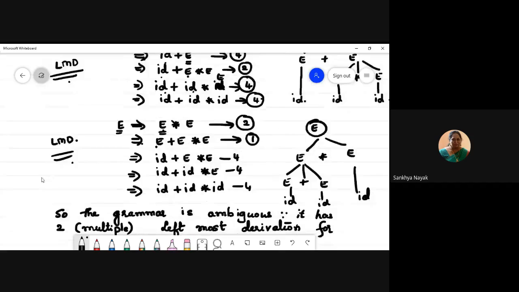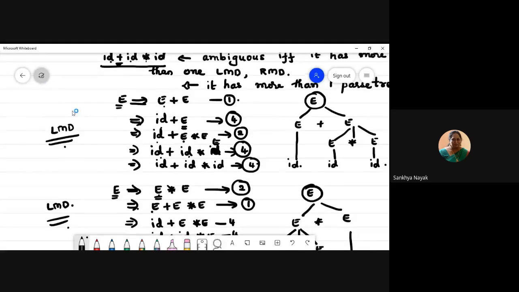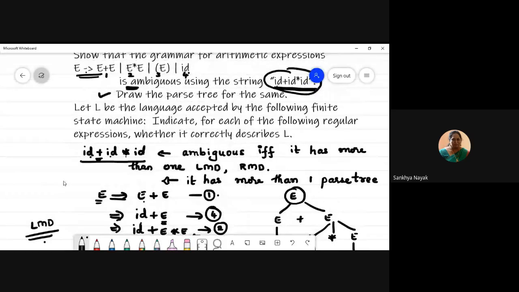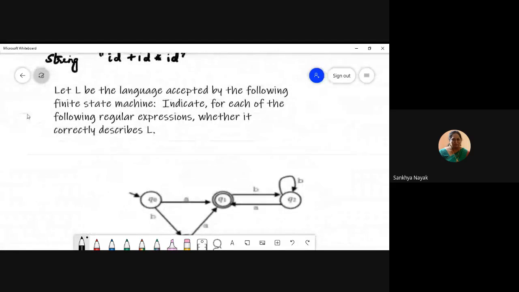Next, it was asked to draw the parse tree. We have drawn the parse tree for the string. Again, you have two parse trees. So because of that also, it is ambiguous. Okay.